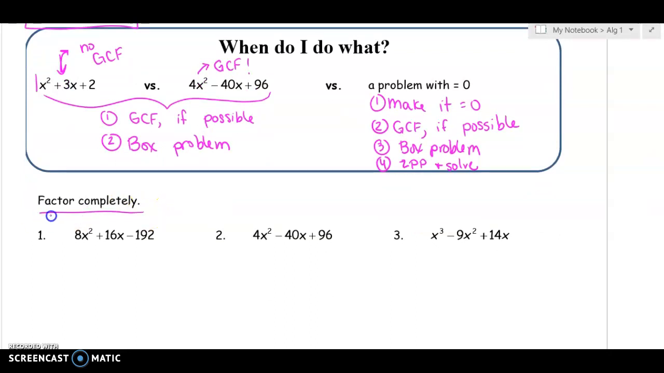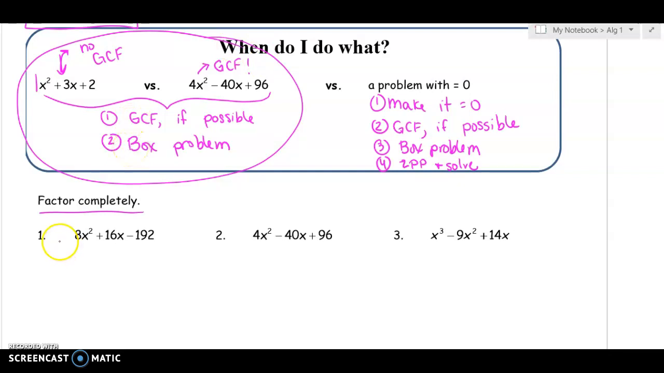So let's deal with factor completely. Notice these problems do not say solve. Notice there's no equal sign. So we're talking about these problems here where you're going to do a GCF if possible and then a box problem, and that's it.